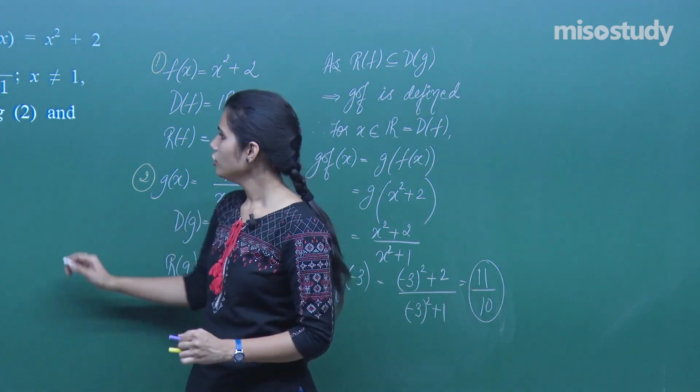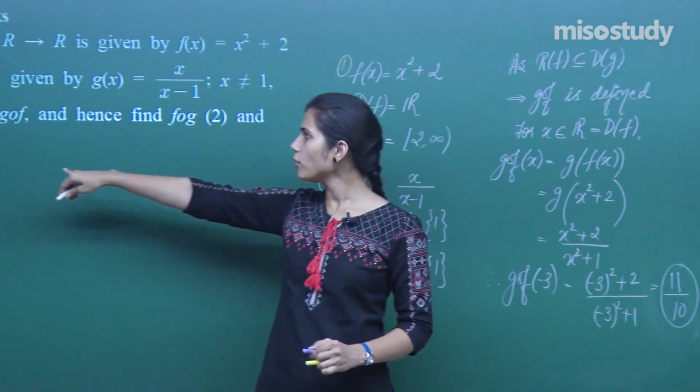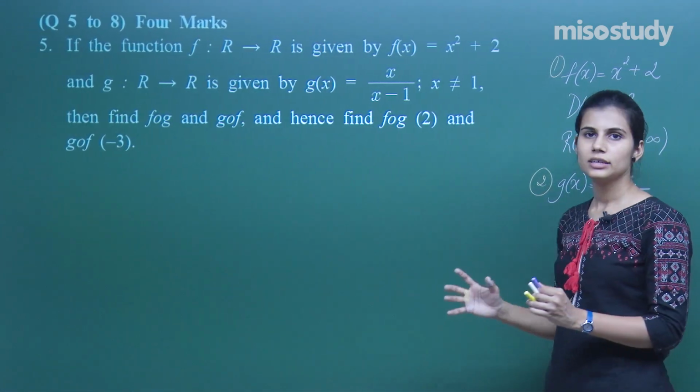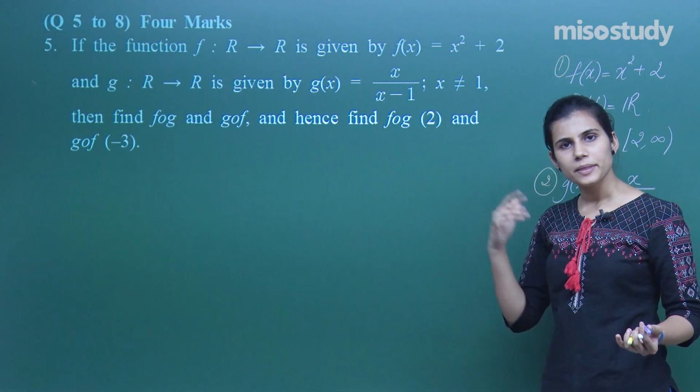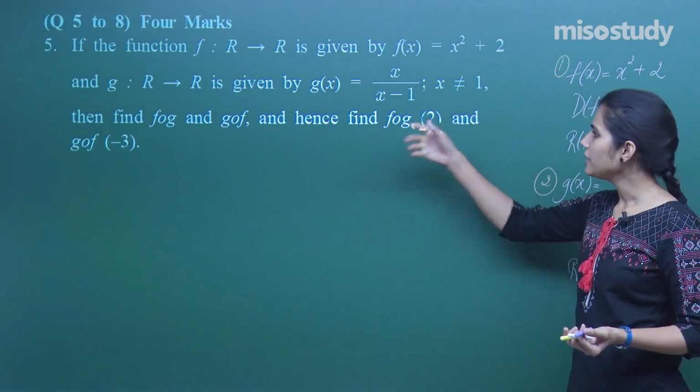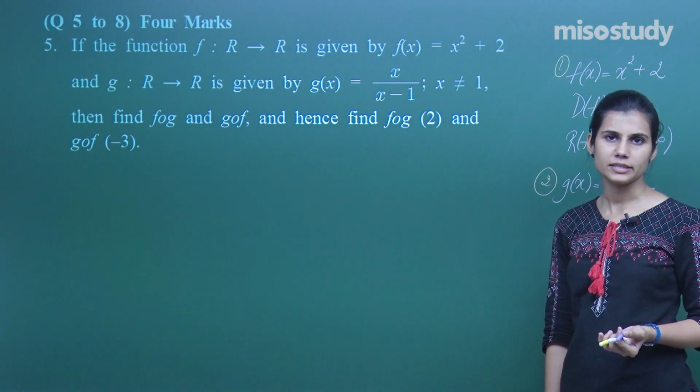Clear? So GOF of minus 3 is 11 upon 10 and FOG of 2 is 6. That's how you need to ensure the containment of sets and then hence carry forward the argument for the computation of FOG, GOF and then values of these particular points.